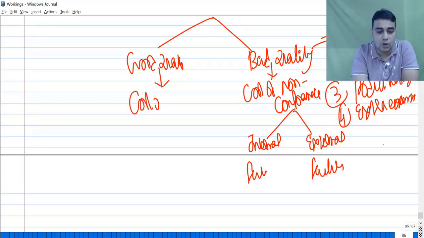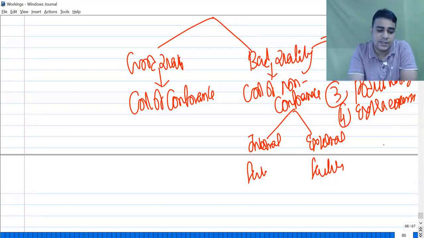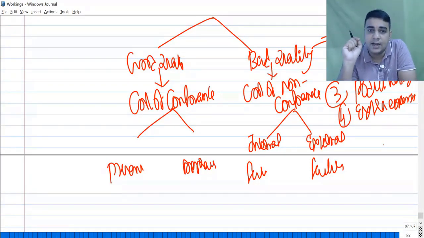Good quality is called the cost of conformance. What is conformance? It is conforming the product to the specifications which have been given. If you are able to produce a good quality product, it is otherwise called the cost of conformance. This is broadly split into prevention and appraisal. What is prevention cost? It is those costs which are incurred to ensure that I do not produce a bad quality product.